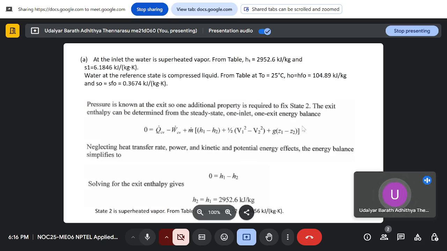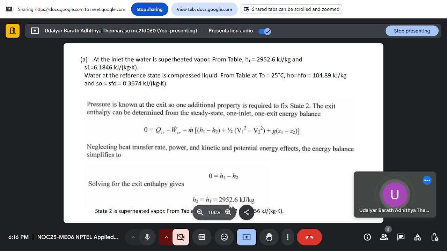So since it's a throttling process, to apply a steady flow energy equation, this is what we get: Q minus W plus mass energy in minus energy out of the streams. If we neglect the kinetic and potential energies, and since there's a valve, there is no heat interaction and no work interaction, so I'll get H1 minus H2 equal to 0. So it's an isenthalpic process now. My inlet enthalpy is what my exit enthalpy is.